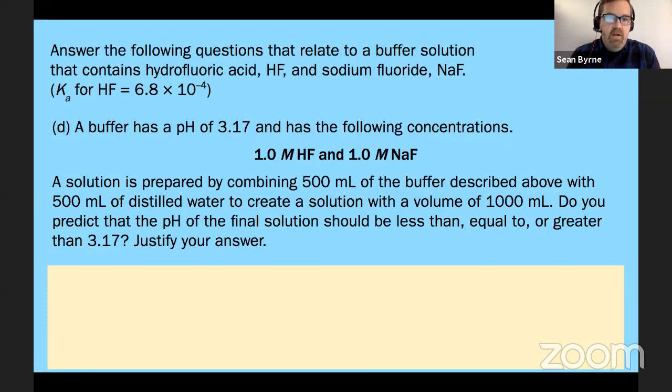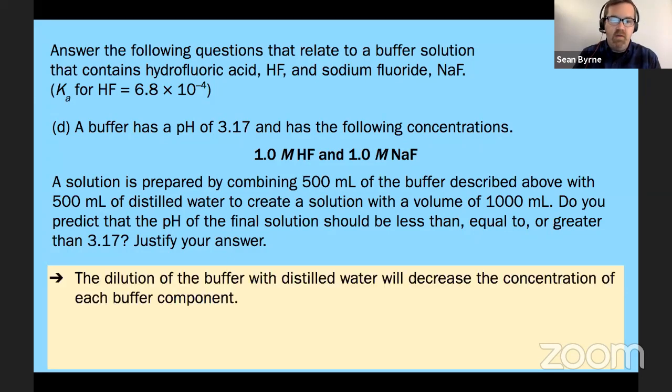Lastly, we have a buffer that has the following concentrations. A solution prepared with 500 milliliters of the above, with 500 milliliters of distilled water. Okay, so we're diluting that buffer. Do you predict the pH of the final solution to be less than, equal to, or greater than? So we're seeing a pattern here of this common kind of question.